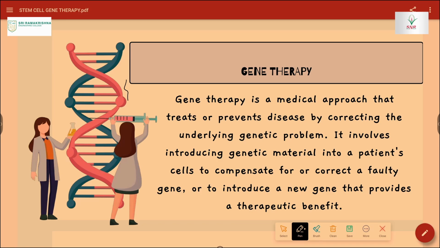So gene therapy is a medical approach that treats or prevents disease by correcting the underlying genetic problem. It involves introducing genetic material into a patient's cell to compensate for or correct a faulty gene, or to introduce a new gene that provides a therapeutic benefit. So here the manipulation doesn't mean altering the genetic functions. We can introduce a new gene into a cell for giving a better expression of the gene. So that is what we are going to say now.